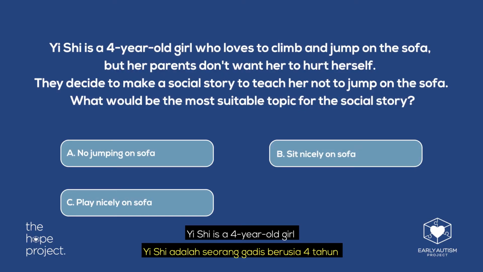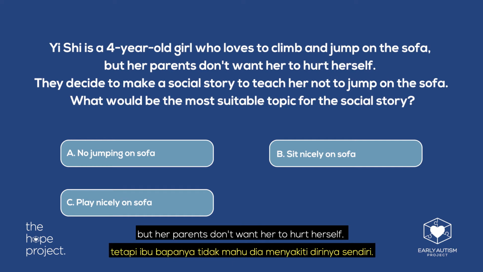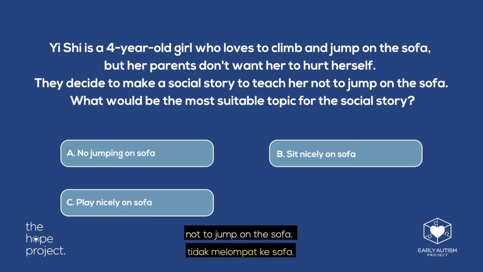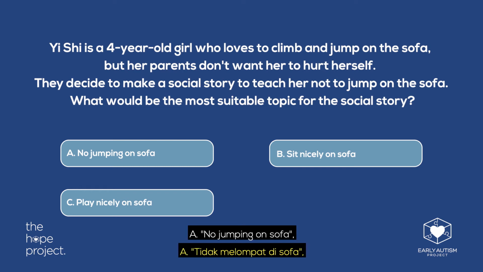Yishi is a 4-year-old girl who loves to climb and jump on the sofa, but her parents don't want her to hurt herself. They decide to make a social story to teach her not to jump on the sofa. What would be the most suitable topic for the social story? A. No jumping on the sofa. B. Sit nicely on sofa. Or C. Play nicely on sofa.